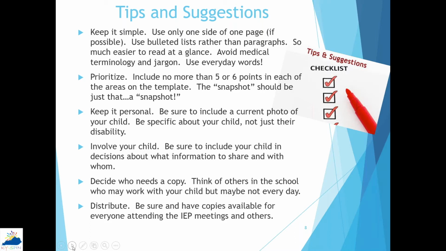And prioritize. Include no more than 5 or 6 points in each of the areas on the template, because it's a snapshot. It should be just that, a snapshot. You don't want to give every little detail about, in my example, Williams syndrome, or every little detail about Clayton and everything that he loves and doesn't love. I want to do a snapshot so that the person that is reading this can refer back to it, but also have a clear picture of Clayton and his strengths and struggles.